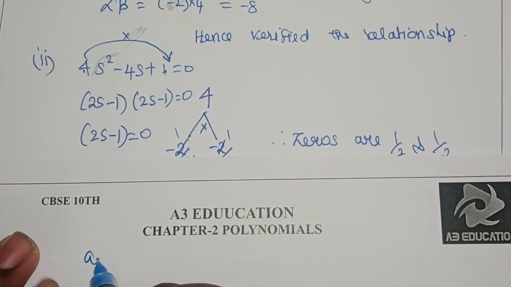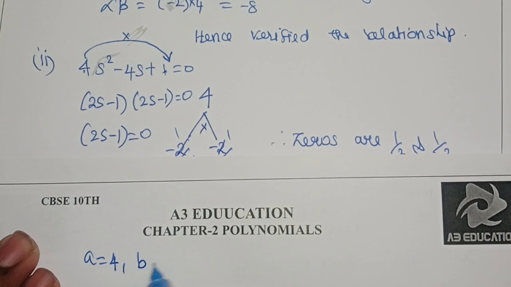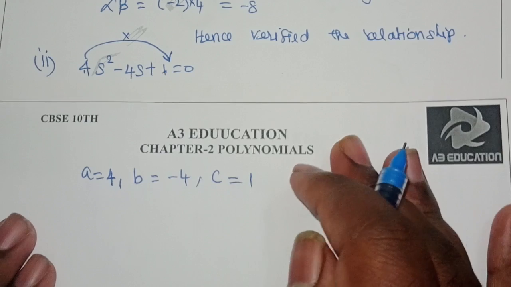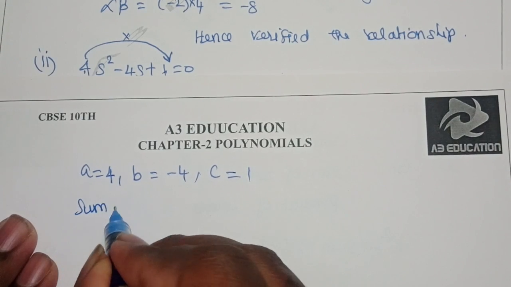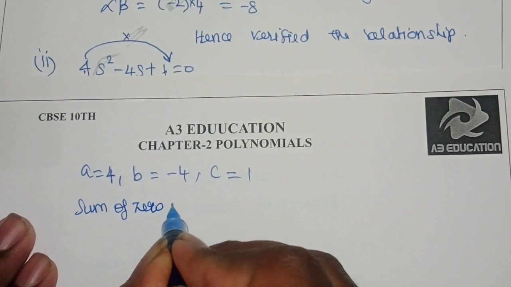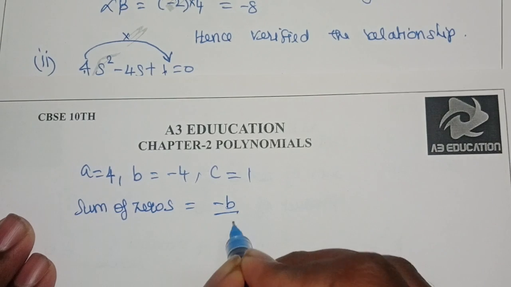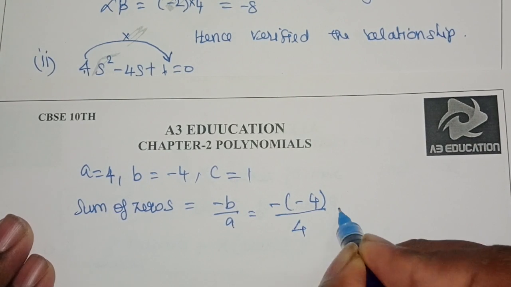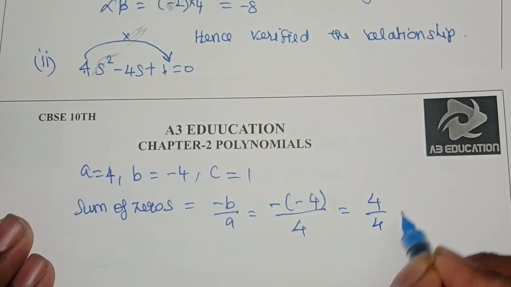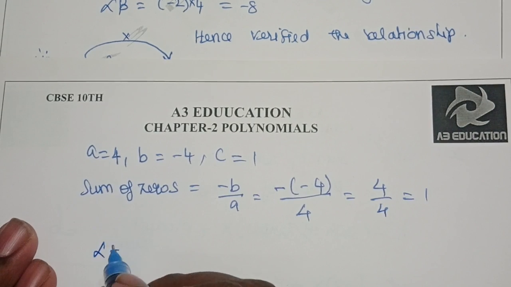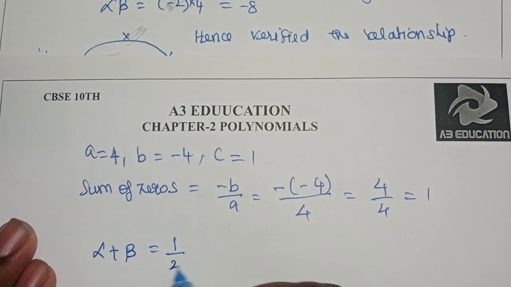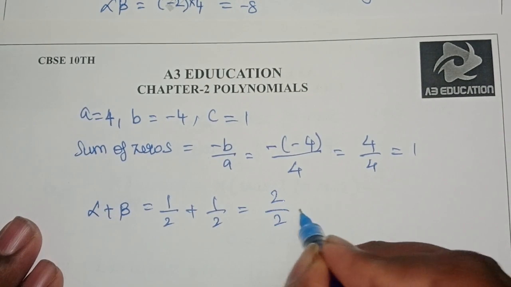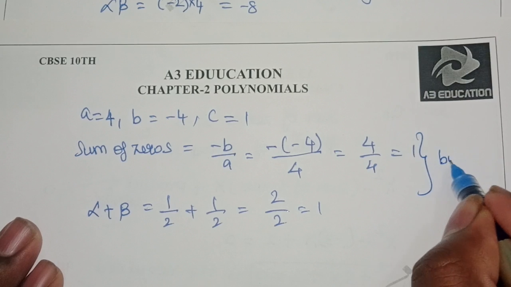Therefore, A is equal to 4, B is equal to minus 4, C is equal to 1. Sum of zeros is equal to minus B by A, which is minus of minus 4 by 4, which is 4 by 4, equal to 1. By alpha plus beta, we get 1 by 2 plus 1 by 2, which is equal to 2 by 2, which is equal to 1. Both are same.